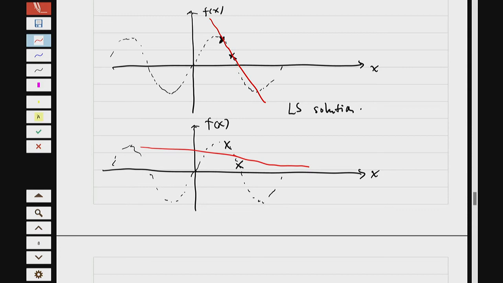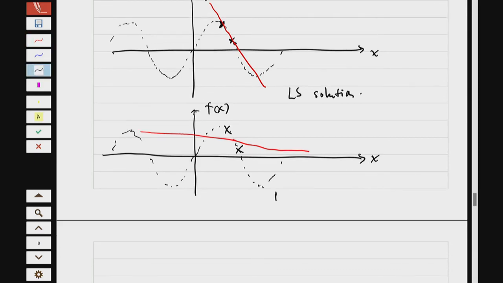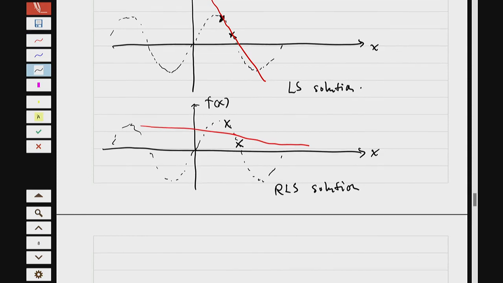Now, neither line is perfect, of course. We're using a linear function to approximate a sine function. Clearly, we're not going to be perfect, but we can tell which one is better. In general, this second red line will make fewer mistakes than the upper one. And that's the motivation behind regularization. So this is the RLS solution, the regularized least squares solution, and the character here is that there's a smaller slope.